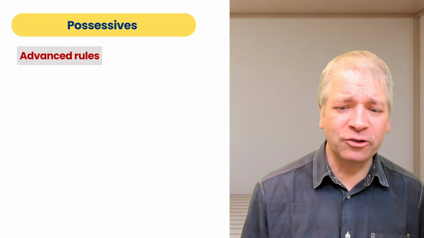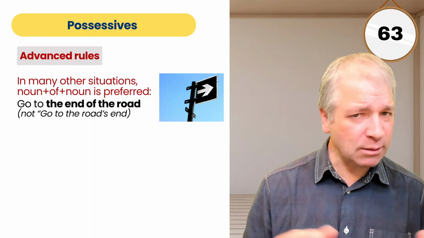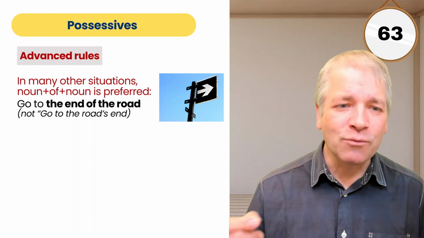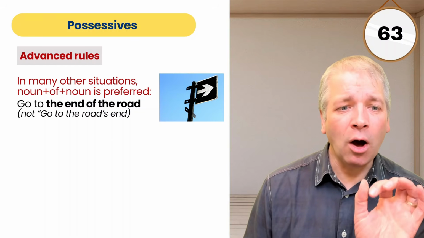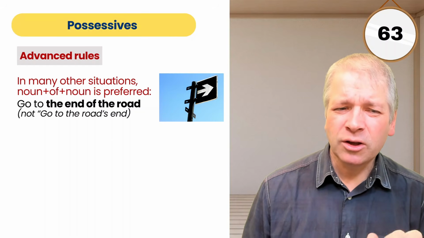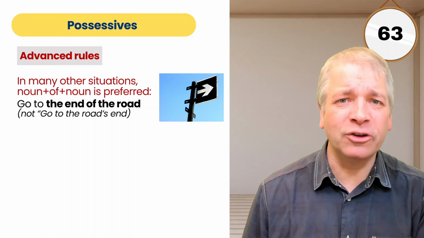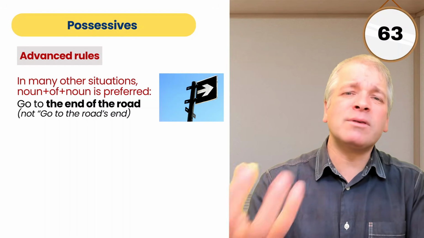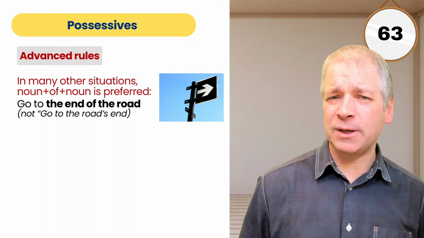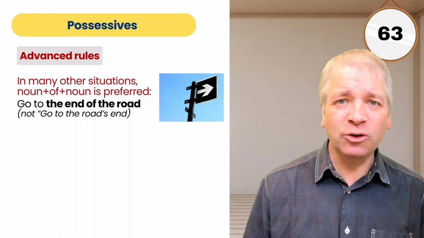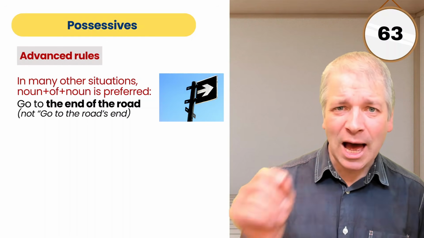But there are other situations where noun of noun is preferred. Let's look at some examples. Go to the end of the road. The end is one noun. The road is another noun connected by of. We wouldn't say go to the road's end. In other words, we don't want to give possession to something that can't receive possession. A road can't own its end. There are some occasions we do it, but we tend not to. We tend to avoid that apostrophe S possessive form for things that can't have possession and go to the noun of noun structure instead.